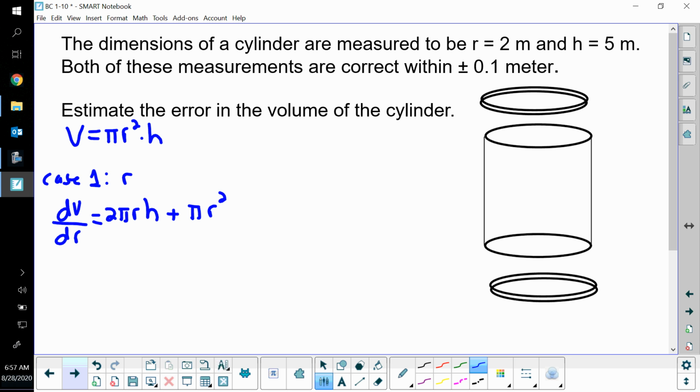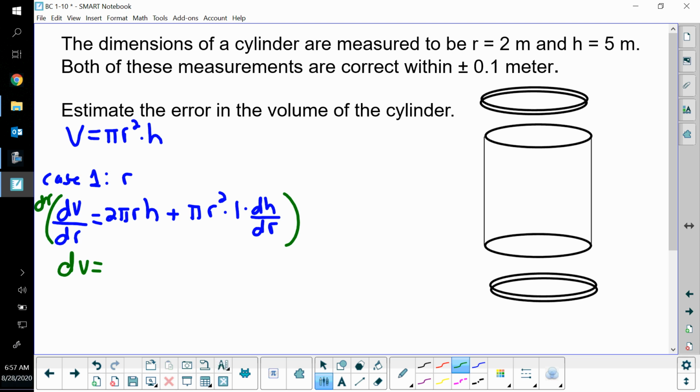Now the derivative of h is 1, but that's not the derivative we're taking with respect to, so you have to multiply by dh over dr. Kind of like when you do implicit differentiation with x's and y's. If you take a derivative of a y when you're doing it with respect to x, you need to multiply afterwards by dy over dx. So similar idea here. Then what we would do is multiply everything by dr.